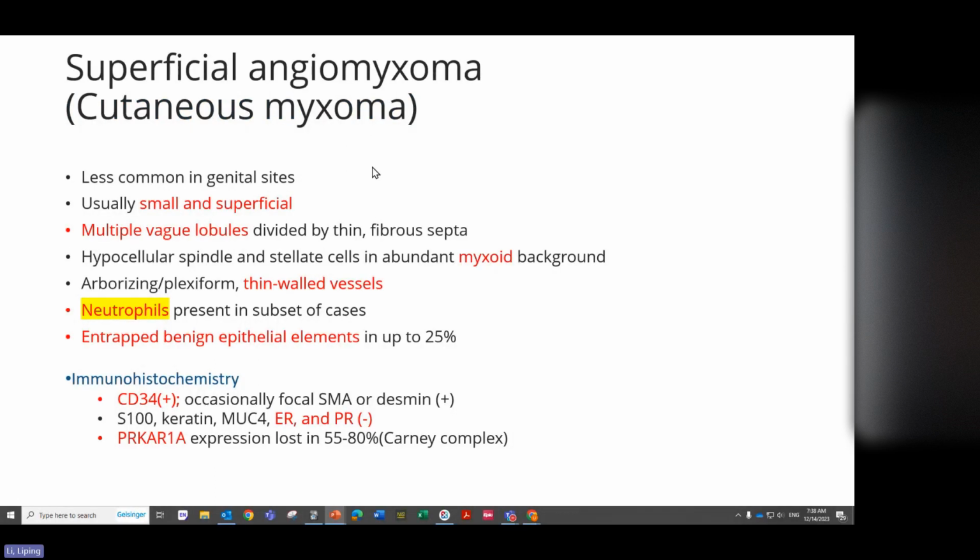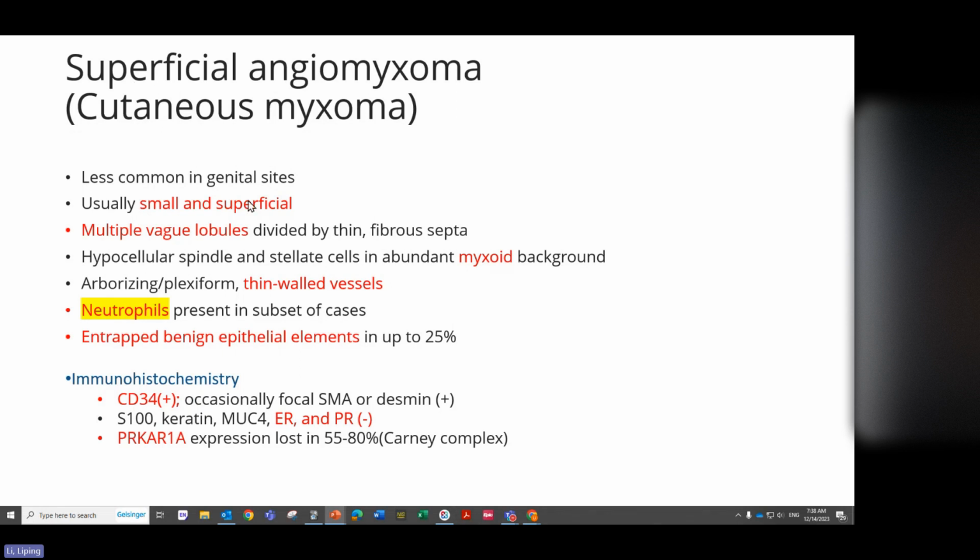So from the lecture, this one is not in this lecture, but I would like to put this because compared to the deep angiomyxoma, we should have superficial angiomyxoma, aka cutaneous myxoma. And for this one, less common in genital sites, and then usually small and superficial. We already know from the name, cutaneous and superficial.